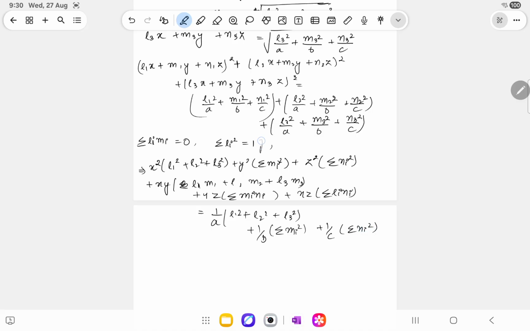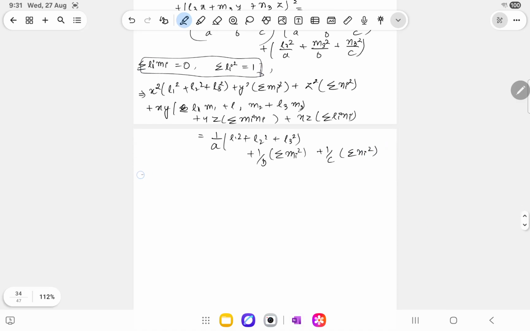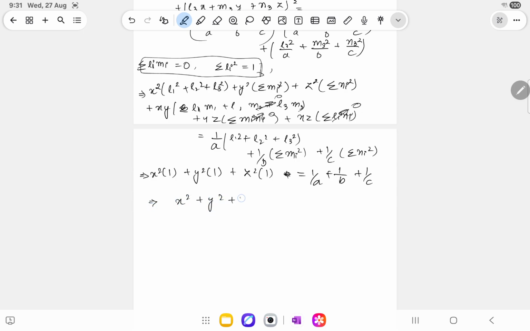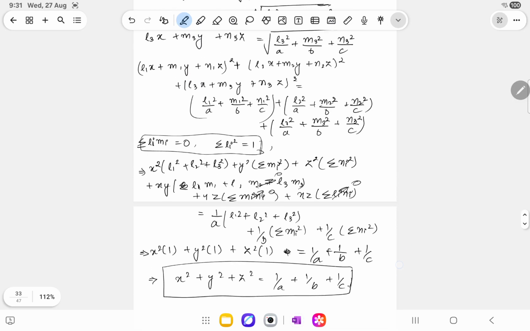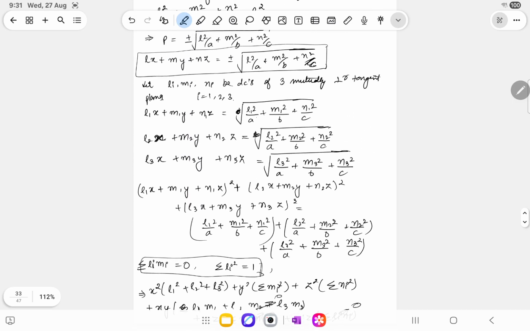Then using these results herein, I'll get x square into 1 plus y square into 1 plus z square into 1 plus this term will reduce to 0. Likewise, this will also go to 0 and this will also go to 0. So I'll be getting 1 by a, 1 by b plus 1 by c. So I got x square plus y square plus z square is equals to 1 by a plus 1 by b plus 1 by c. And this is basically the locus of intersection point of these 3 planes.